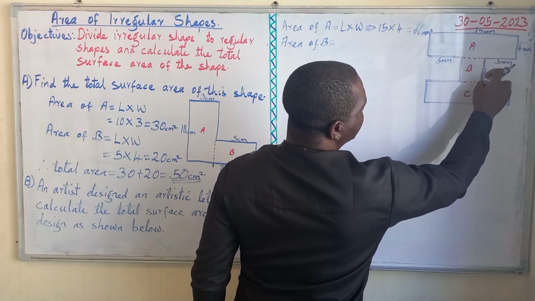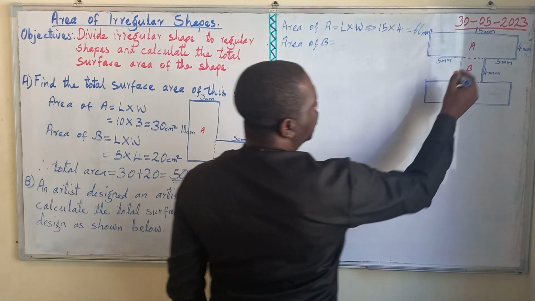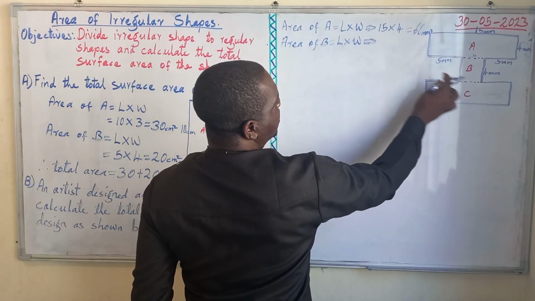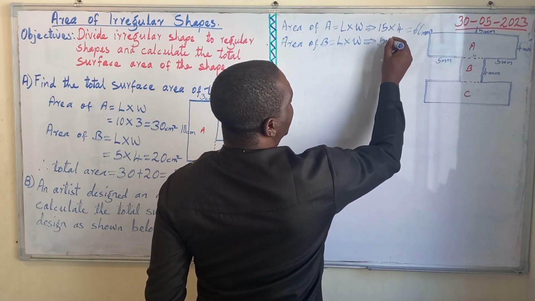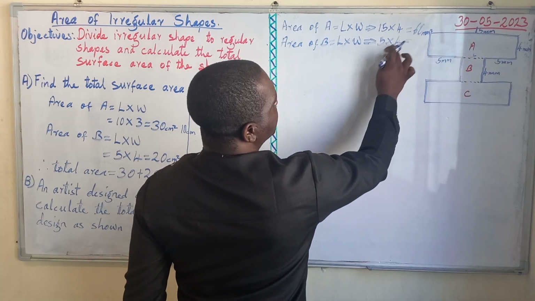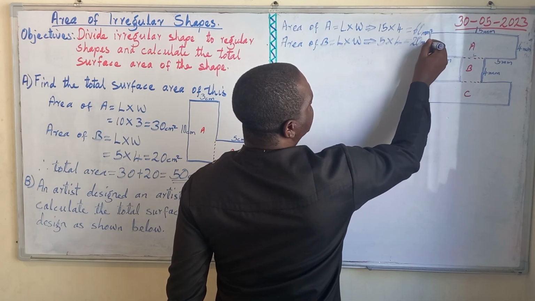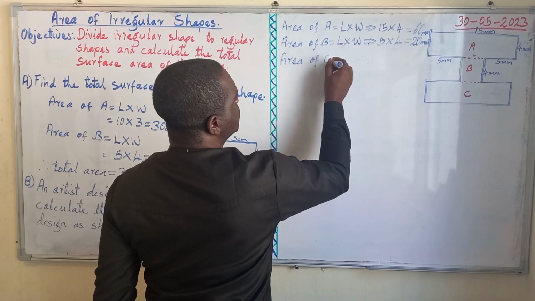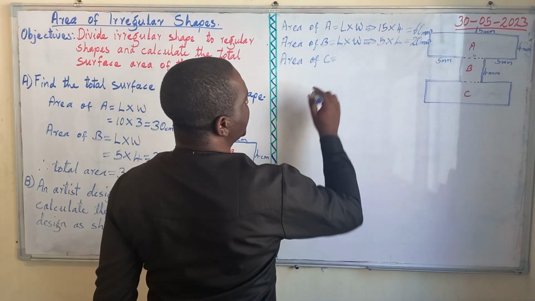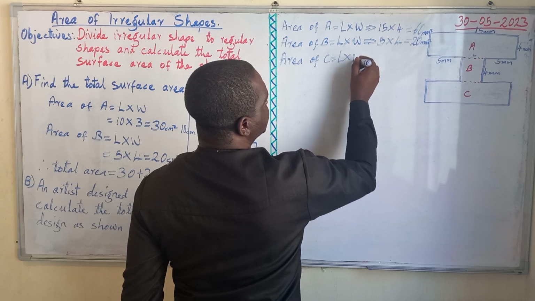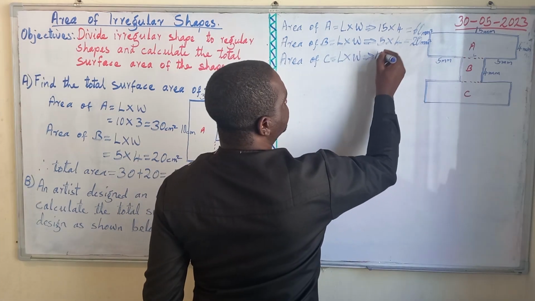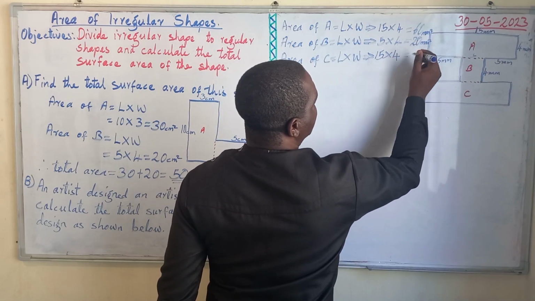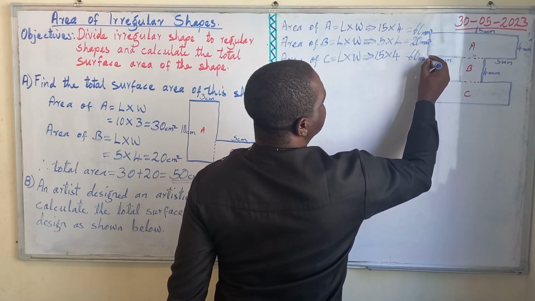If this is 5 and this is 4, it means it is equally a rectangle. It will be a length and a width. The length, as we've said, is 5 and the width is 4. 5 times 4 will give us 20 millimeters square. We go to C. Area of C. C is identical to A, so it will be a length times width. The length, which is 15, times the other side. We use this, which is 4, and 15 times 4 will give us 60 millimeters square.